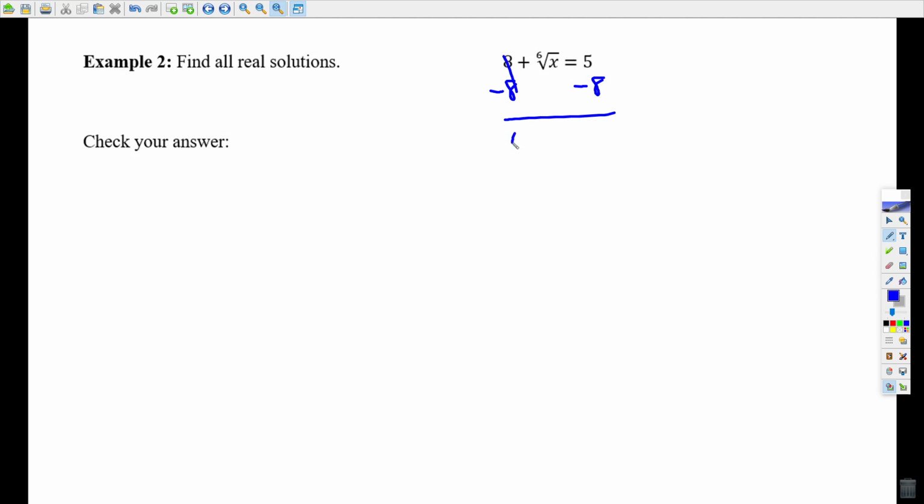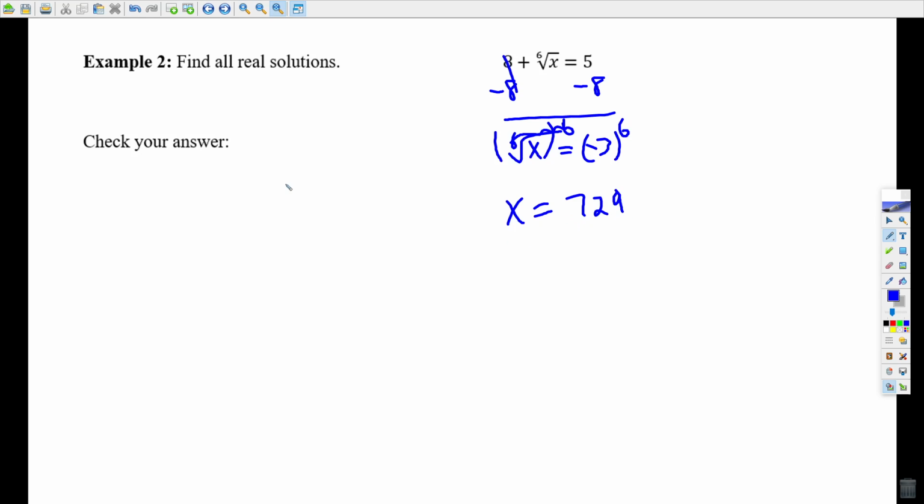That goes away, and then we get the positive 6th root of x equals negative 3, 5 minus 8. Then we're going to get rid of the 6th root by raising it to the 6th power. Same thing over here. It gets rid of this. We get x equals, multiply that out 6 times, negative 3, negative 3. Looks like that's going to be negative 729, 729.